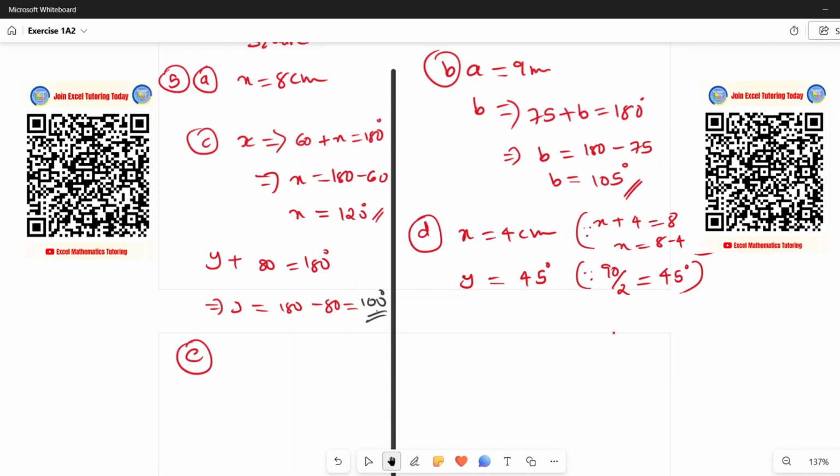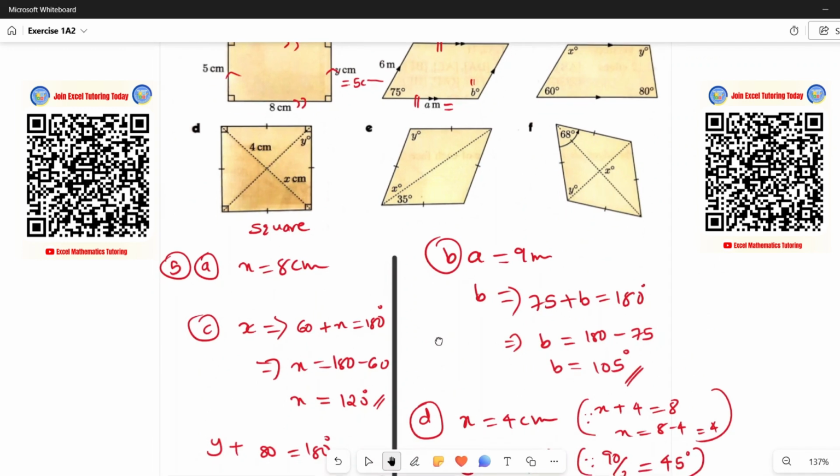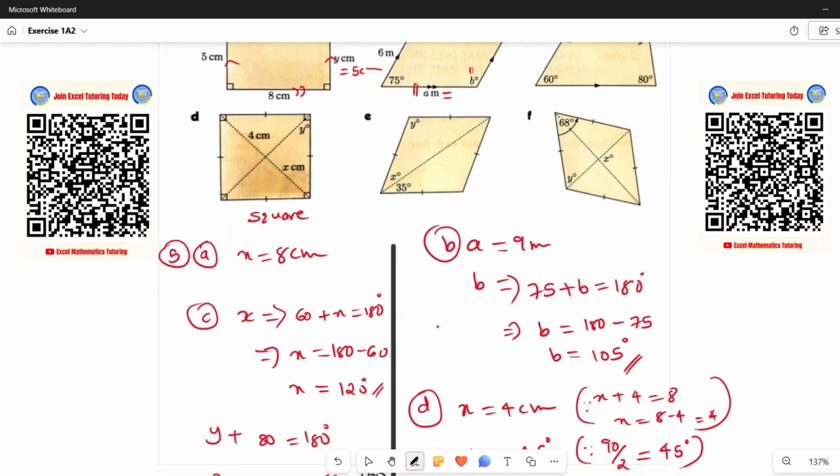So here the value of x will be 35 degree, because we know that in a rhombus the diagonals bisect the angle equally. So they will bisect equally, so these should be equal, that is, if we add up these two you should get 70 degree. So half of that will be x, which means x equals 35 degree.